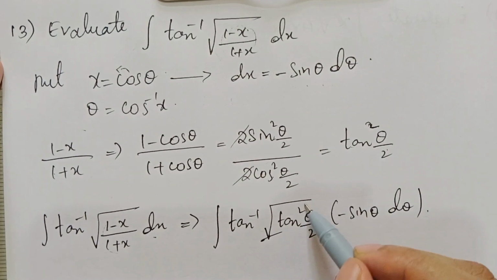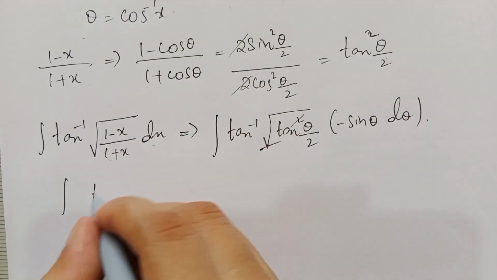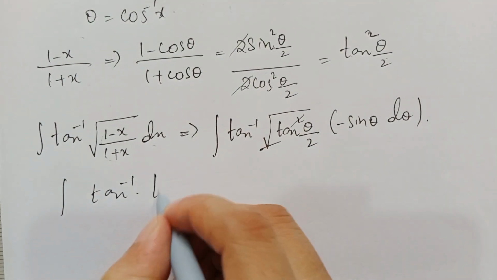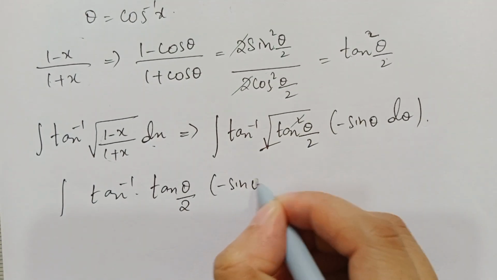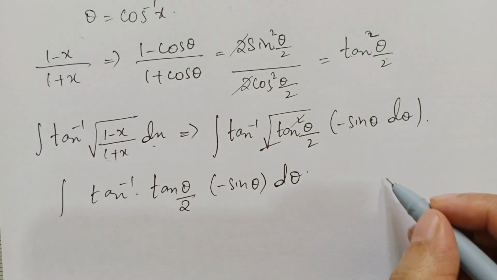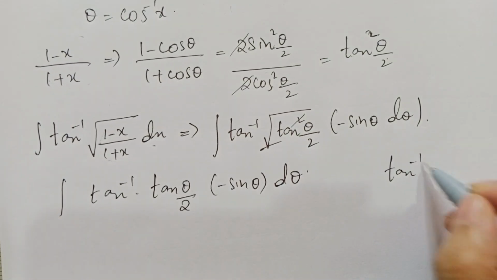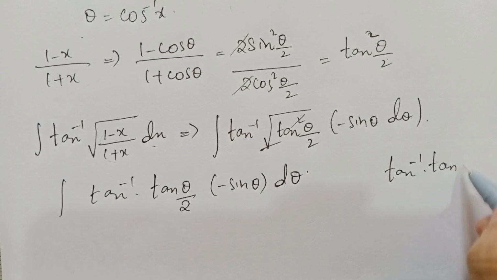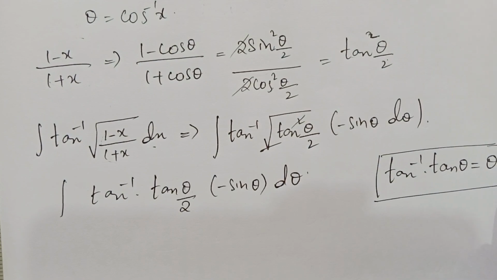Here the square and root gets cancelled, so it will be integral tan inverse of tan theta by 2 into minus sine theta d theta. Okay, so there is this thing you need to remember: tan inverse of tan theta is equal to theta. Okay, this is the rule.